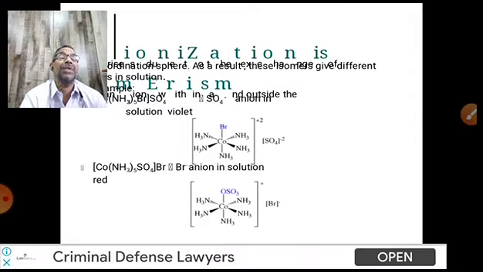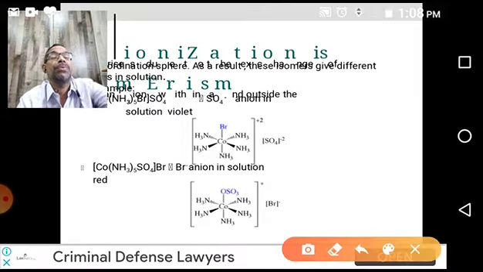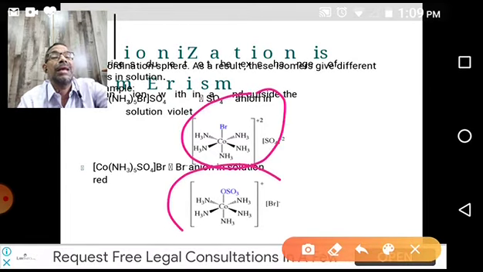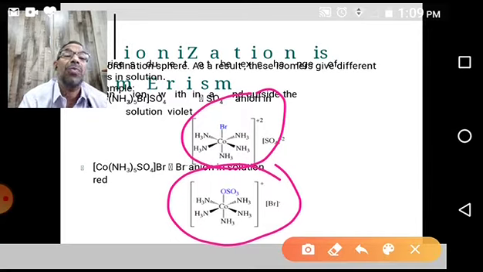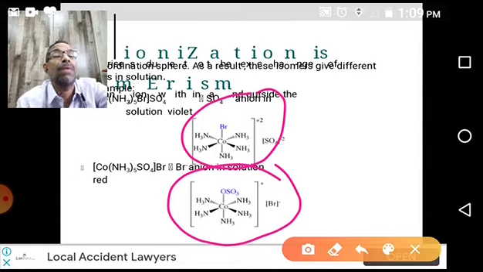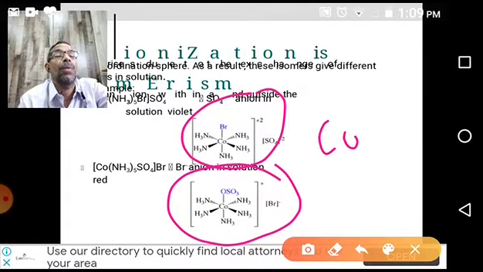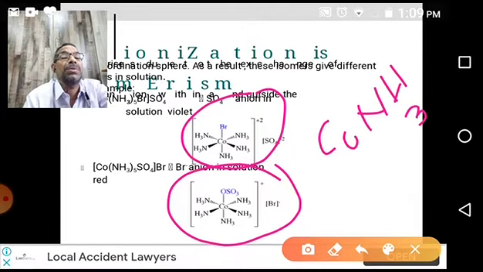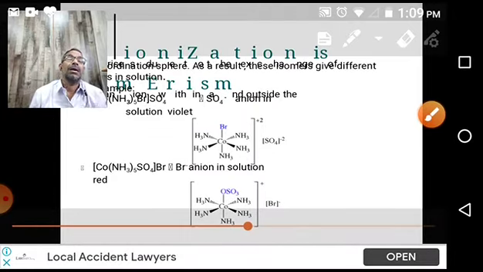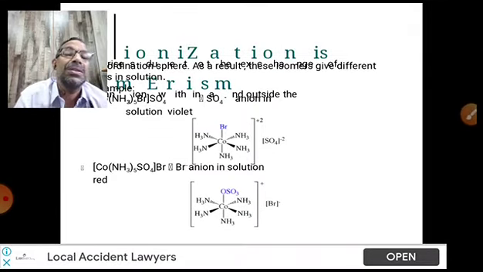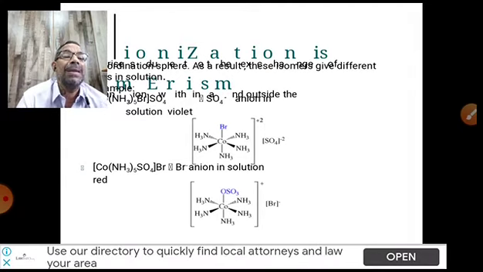For example, if you take these two compounds, they are defined as ionization isomers. Both compounds have the same formula: one cobalt atom, 5 ammonia molecule ligands, one bromide and one sulfate. The common molecular formula of these two compounds is Co(NH3)5BrSO4. So both have the same molecular formula.